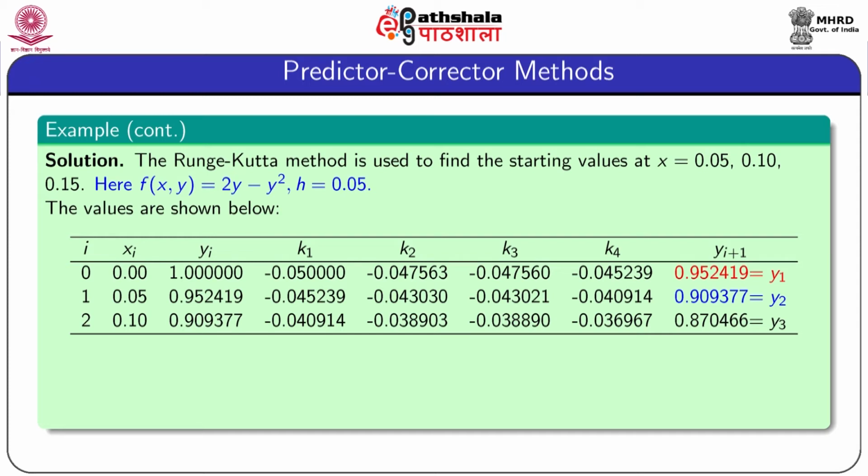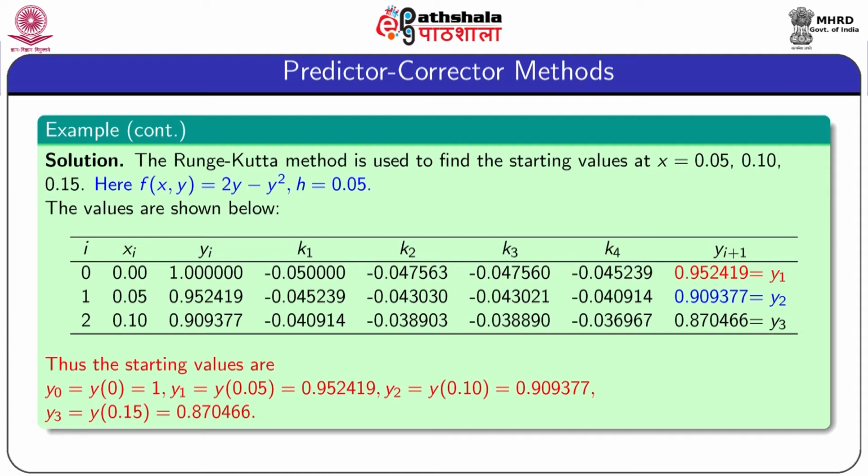And y0 is given, that one is 1. Thus y0 equal to 1, y1 equal to 0.952419, y2 equal to 0.909377 and y3 equal to 0.870466. So these are the four starting values of the predictor formula.